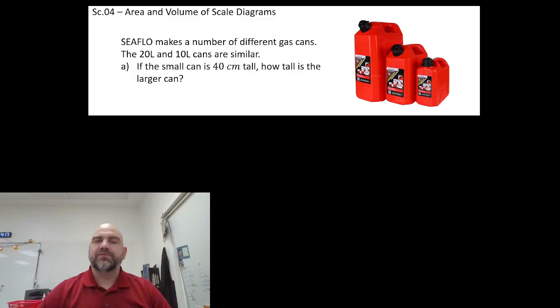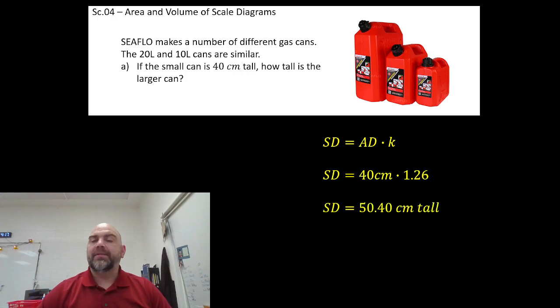If the small can is 40 centimeters tall, how tall is the larger can? Well, I'll go through this one with you pretty quick here. We're going to use our dimension formula. Our K value is 1.26. Our actual dimension, the small one, is 40 centimeters, and therefore the scale one is only 50.4 centimeters tall, which isn't that much taller, but we've increased all the dimensions and doubled the size of the can. So the larger can is 50.4 centimeters tall.